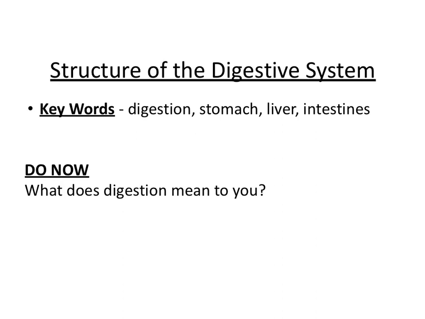Okay, so this is a lesson on the structure of the digestive system. Our keywords today are digestion, stomach, liver and intestines. So you've got a do now activity that says, what does digestion mean to you? If you pause the video, go through a few ideas and jot them down.